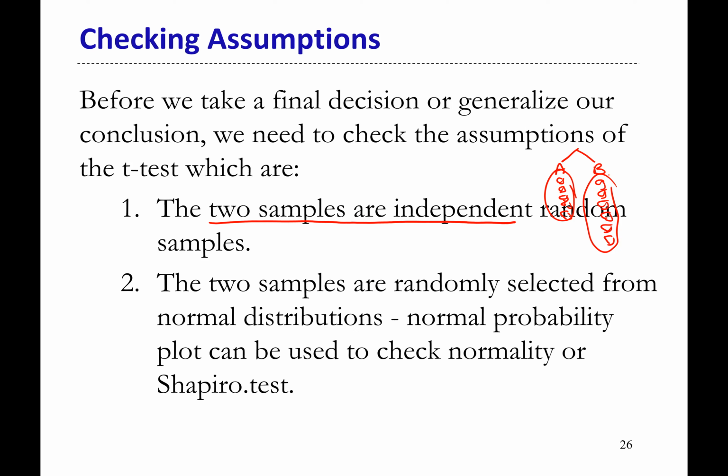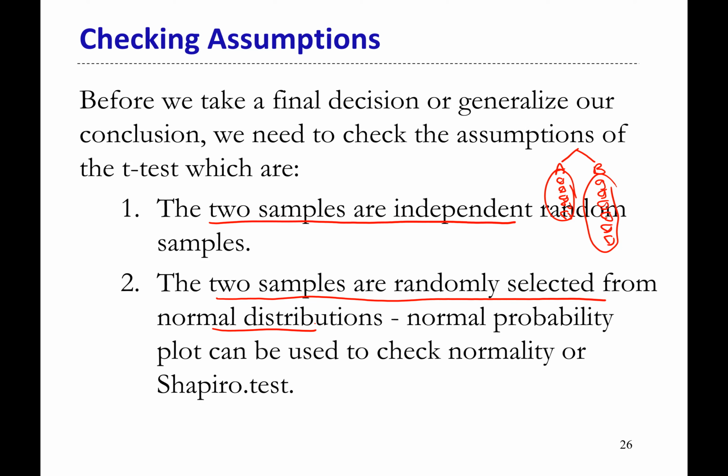The second assumption: the two samples are randomly selected from a normal distribution. How do I know? The first group of data has 5 values, the second group has 6 values. I need to make sure each is randomly selected from a normal distribution. You look at the histogram of each, but the histogram doesn't work because the sample sizes are small. Look at something else. Let's look at the box plot. The box plot is fine, but still the sample is very small.